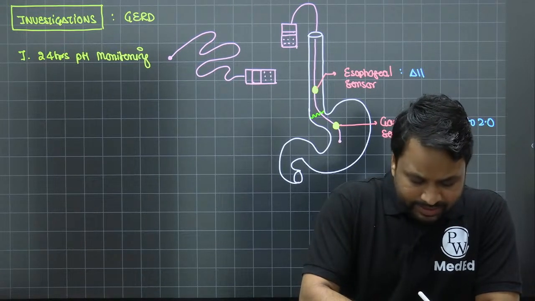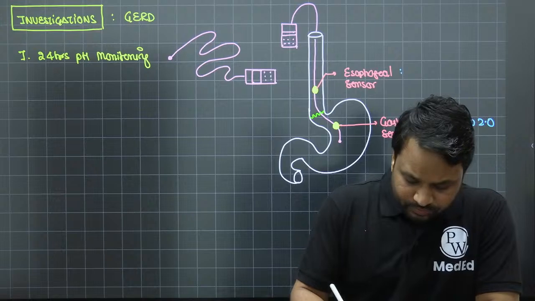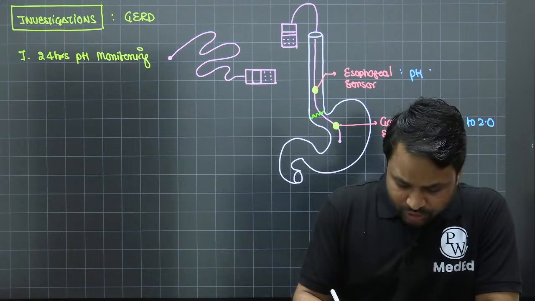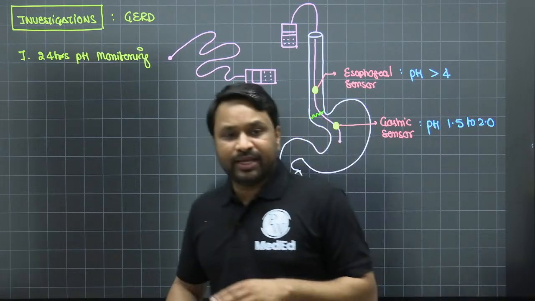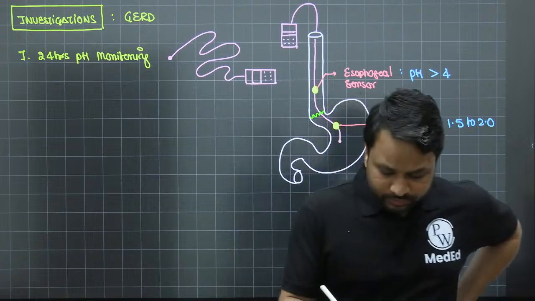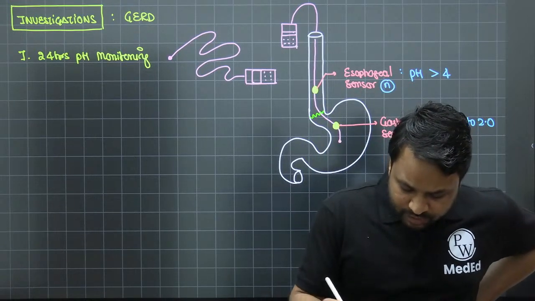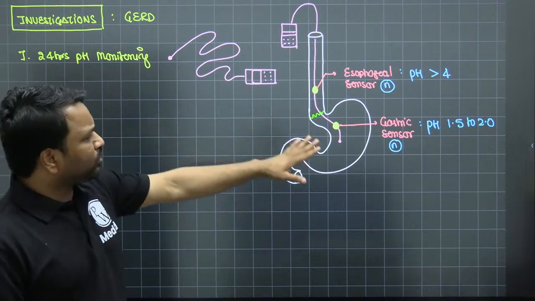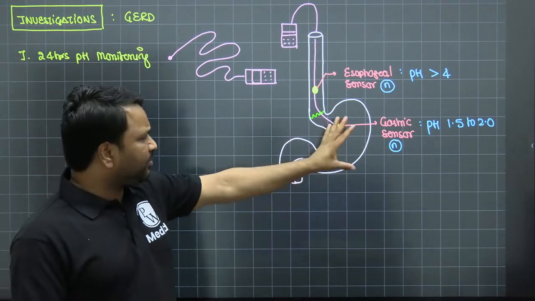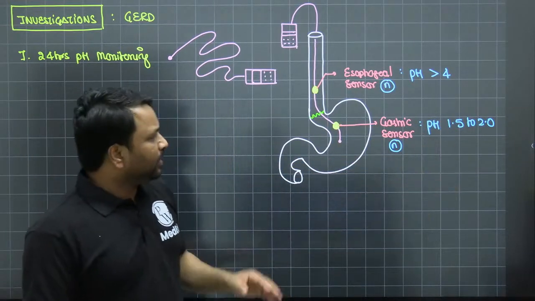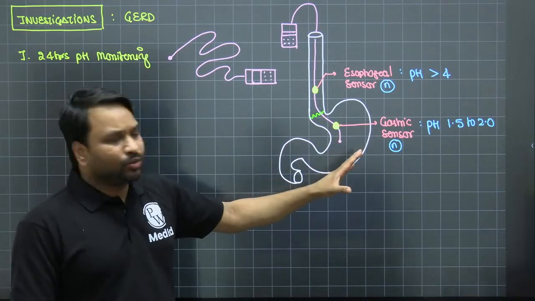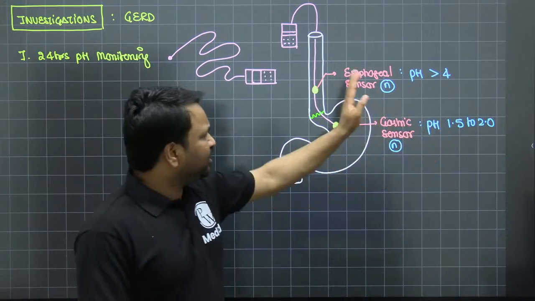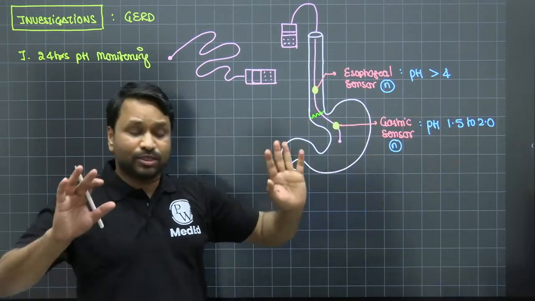We expect a pH of more than 4 in the esophageal sensor. We're talking about normal. When we talk about what is the normal esophageal pH and what is a gastric pH, normally we'll say esophagus it should be more than 4, and gastric sensors the stomach pH is around 1.5 to 2. If you have a reading which is telling you that a gastric pH is this and the esophageal pH is more than 4, it means it is normal.